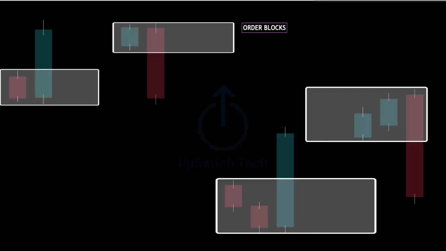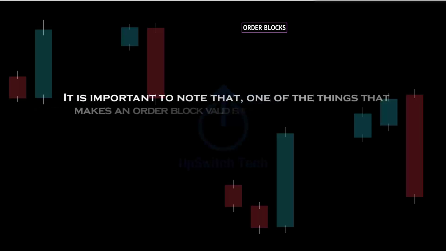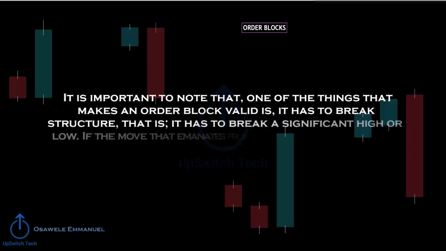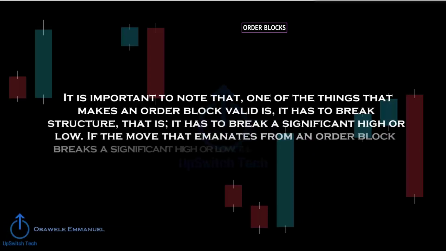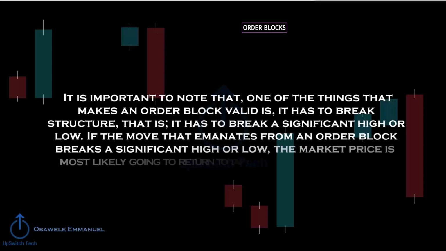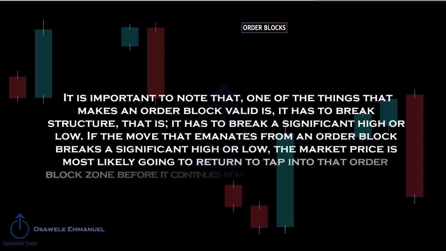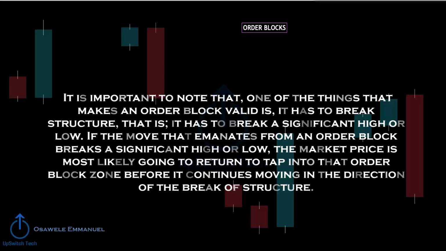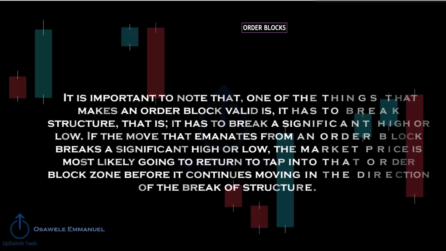This is how to zone order blocks, or mark order blocks. It is important to note that one of the things that makes an order block valid is that it has to break structure, that is, it has to break a significant high or low. If the move that emanates from an order block breaks a significant high or low, the market price is most likely going to return to tap into that order block zone, before it continues moving in the direction of the break of structure.